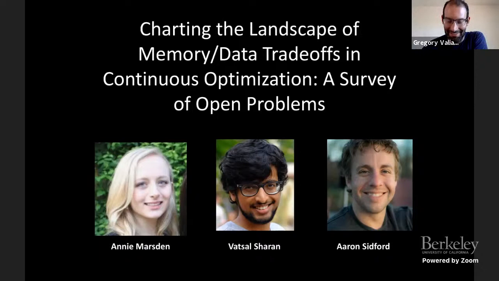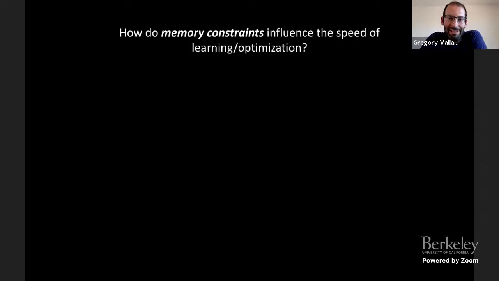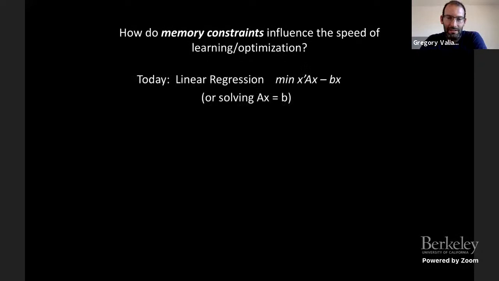So the basic question is, how do constraints on the amount of memory that an algorithm has influence the amount of data or the convergence rates for fundamental learning or optimization questions? Since it'll be helpful to have a very concrete problem in mind, we'll focus on just linear regression, or even more specifically, just solving a system of linear equations. Most of what we say will extend to larger families of learning problems or more general convex optimization, but let's focus on this one specific question.